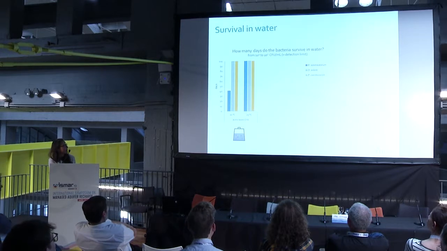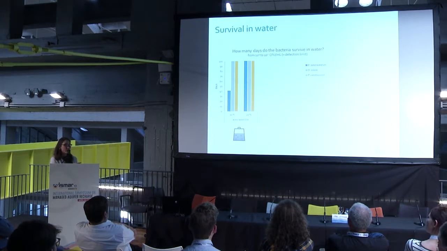And as you can see, the survival is up to 100 days. Actually, these experiments are still running, so after now 300 days, they're still happily alive. Just this one bacterium, Ralstonia solanacearum, which causes brown rot, is sensitive to this low temperature. And after 40 days, it was no longer detectable.